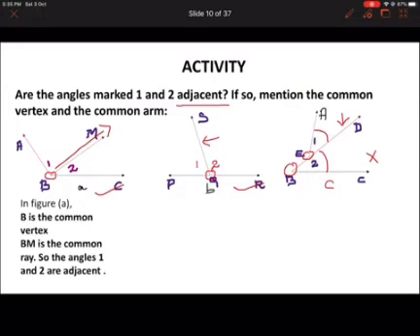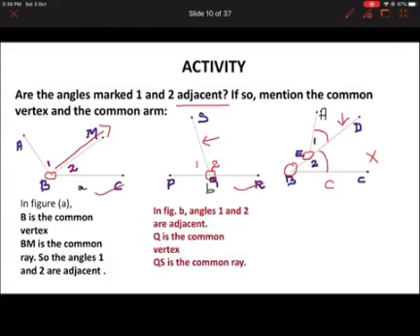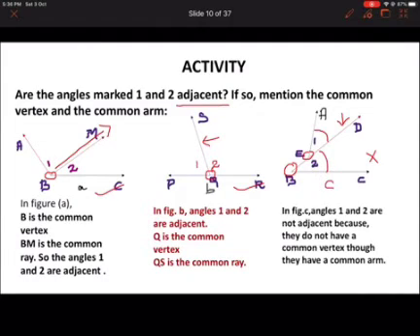Clear, children? So B is common vertex and BM is the common arm. So the angles 1 and 2 are adjacent in the first case. In the second case, you can see the reason. Again, Q is common, QS is common ray, so they are adjacent. In the third case, they are not adjacent because they do not have a common vertex, though they have a common arm. Clear, children? Okay. Moving on.